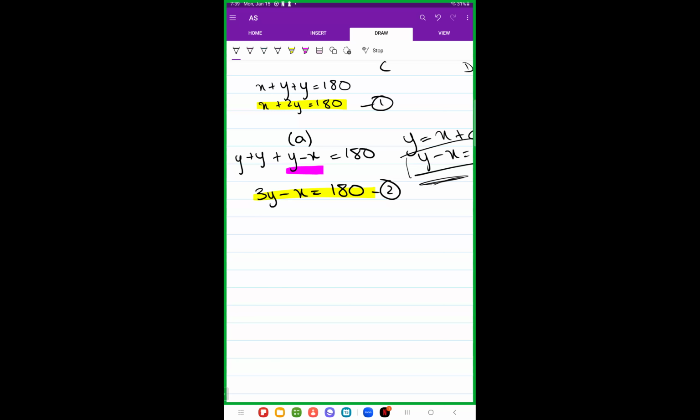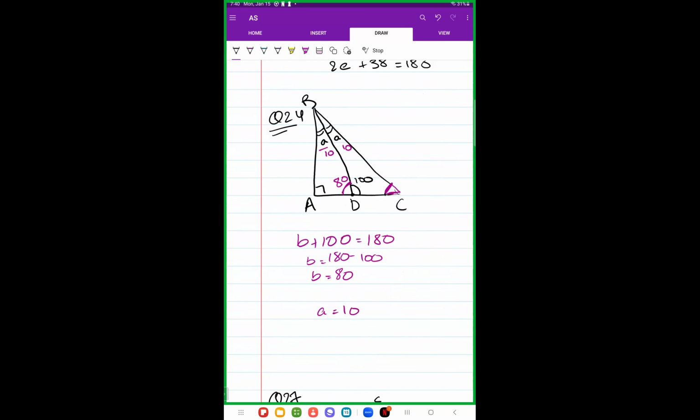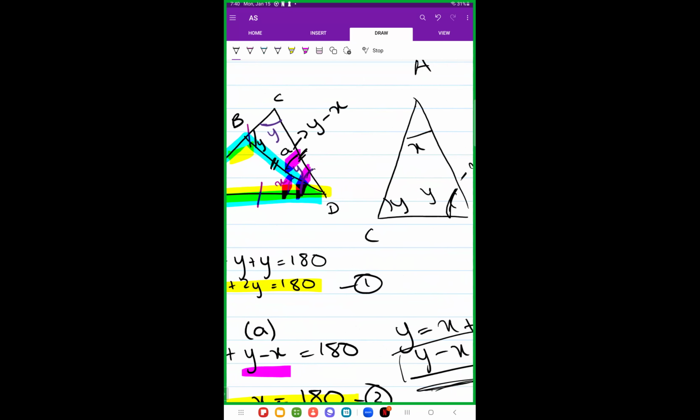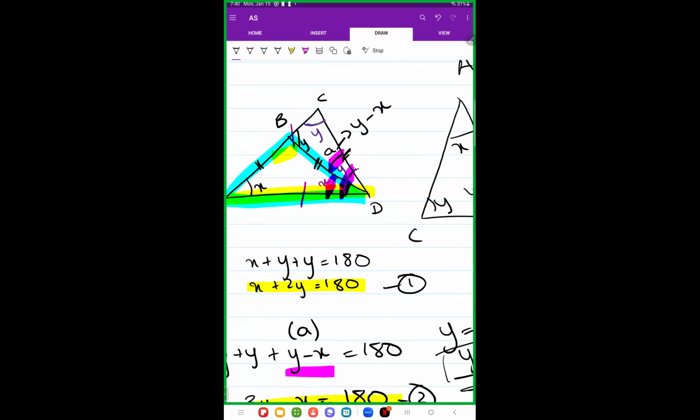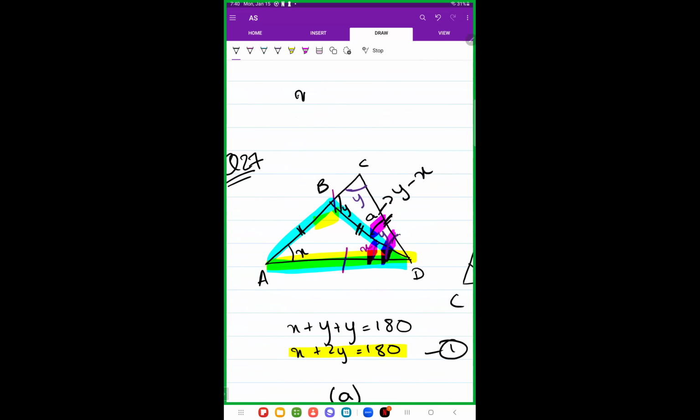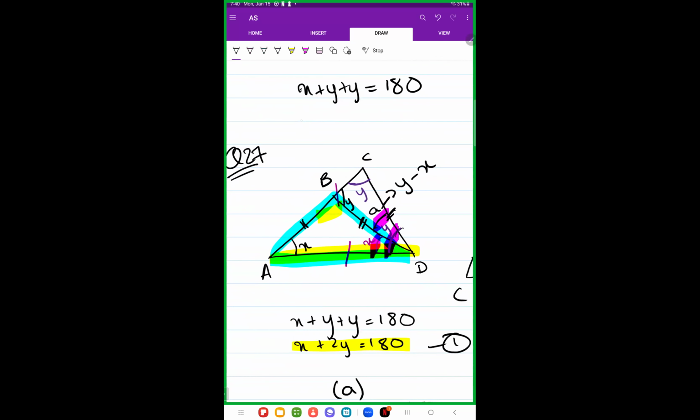Okay, so I got x and y. I got x as 36 and I got y as 72. Okay, great. Now, how you can check if you've done the question correctly is by adding up x and y. According to triangle ACD, x plus y should be 180. So what did you get for x? I got 36. And y? I got 72. Try adding these up and see if it makes 180. Yes, perfect. Do you understand?